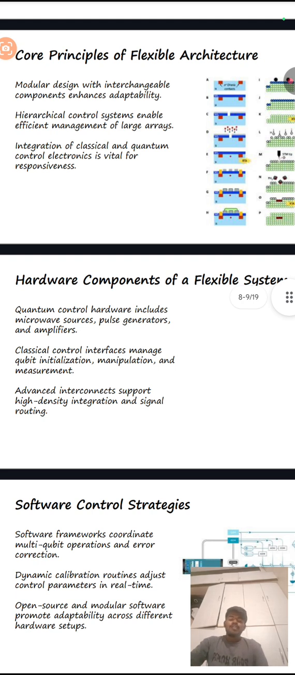Some of the hardware components of a flexible system: the quantum control hardware includes microwave sources, pulse generators and amplifiers. Classical control interfaces manage qubit initialization, manipulation and measurement. Advanced interconnects support high density integration and signal routing.